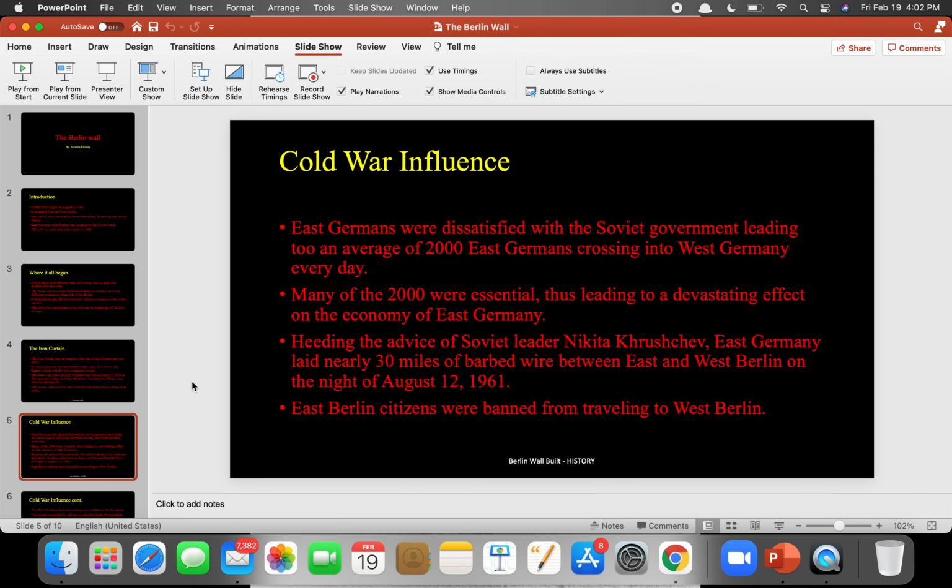Cold War influence. East Germans were dissatisfied with the Soviet government, leading to an average of nearly 2,000 East Germans crossing into West Germany every single day. Many of the 2,000 were essential workers, leading to a devastating effect on the economy of East Germany. Heeding the advice of the Soviet leader Nikita Khrushchev, East Germany laid nearly 30 miles of barbed wire between East and West Berlin on the night of August 12, 1961. East Berlin citizens were banned from traveling into West Berlin.